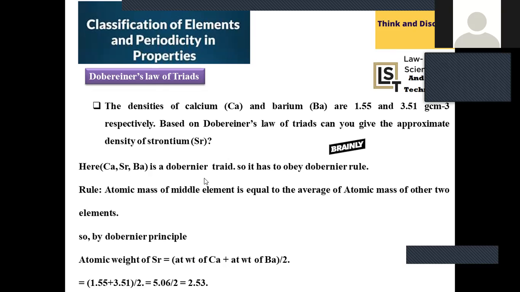Thank you. So by this, we completed Dobereiner's triads and, to some extent, the classification was done, and the continuation of this session is going to be discussed in series number 2.